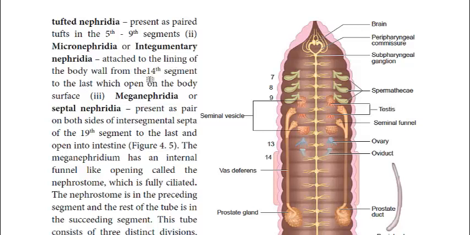It is present from the 14th segment to the last, which opens to the body surface. Next is meganephridia or septal nephridia, present as a pair on both sides of the intersegmental septa from the 19th segment to the last and open into the intestine.